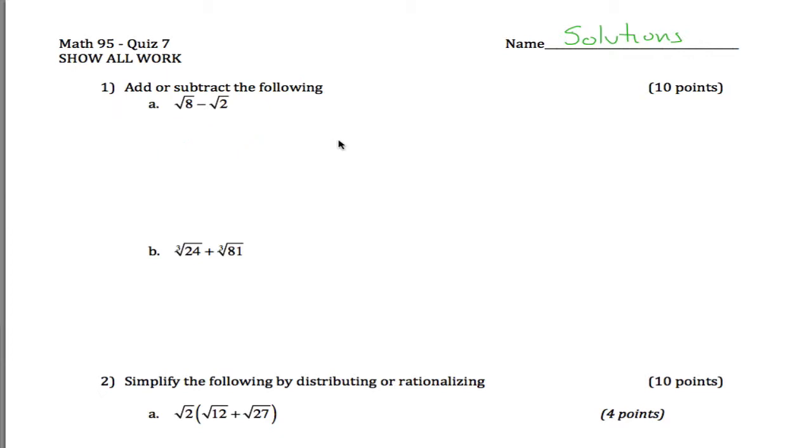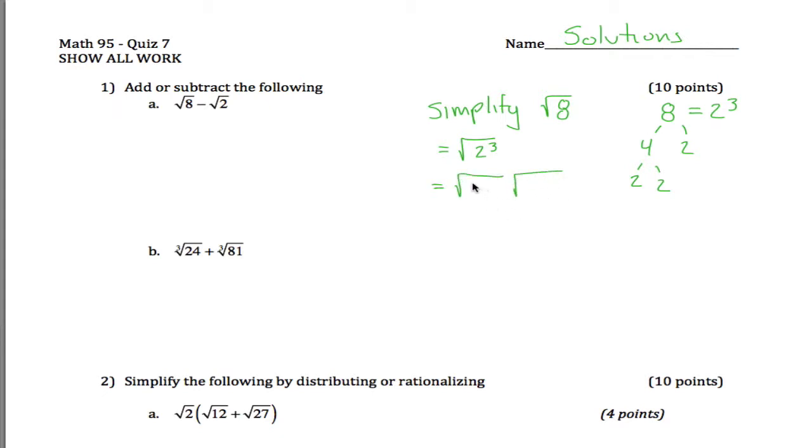Let me write this a little bit differently. Let's do it over here. Let's simplify the square root of 8. The way we do that is we say, well, 8 is 4 times 2, and 4 is 2 times 2. So 8 is 2 cubed. So the square root of 8 is the square root of 2 cubed, which I can then split up into two different radicals. I can say that's the square root of 2 squared times the square root of 2.